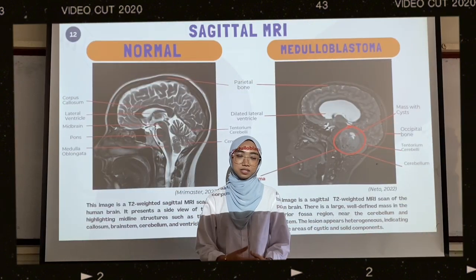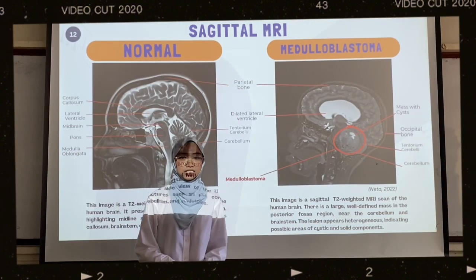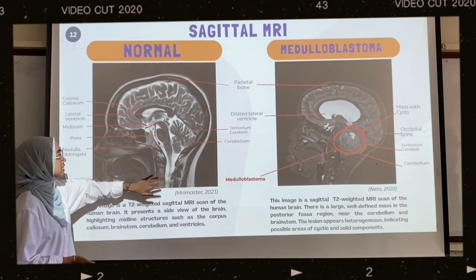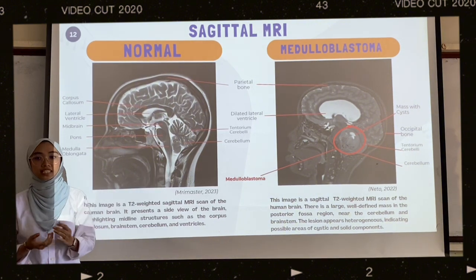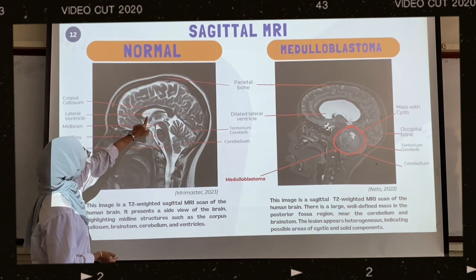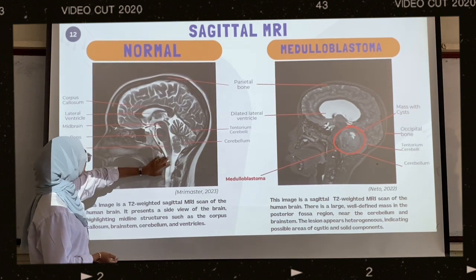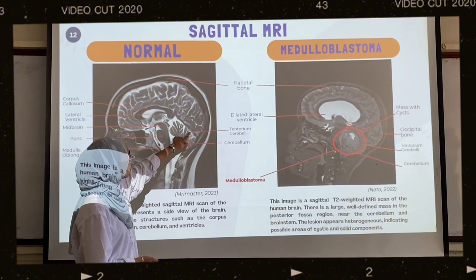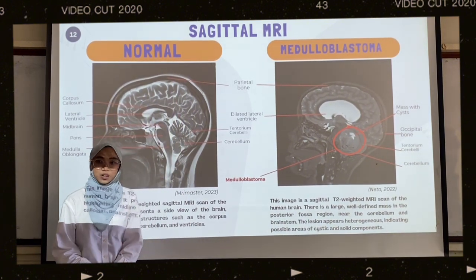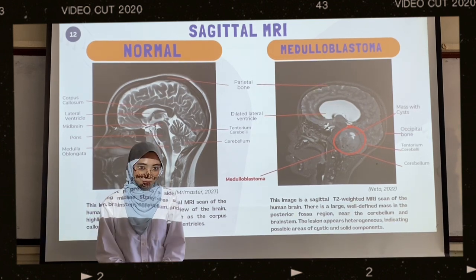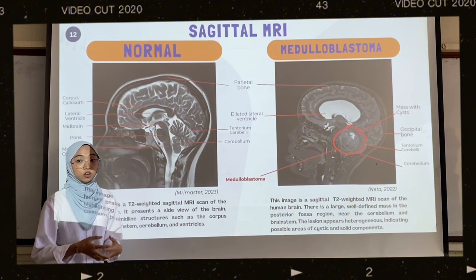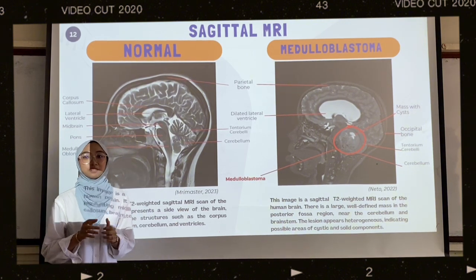Okay, for the last image, you will see a sagittal view of MRI. The sagittal MRI image will present a side view of the brain. For example, this image is the normal sagittal T2 weighted scan, showing clear visualization of the midline structures such as corpus callosum, lateral ventricle, midbrain, pons, medulla oblongata, cerebellum here, tentorium cerebelli here, and up here we have the parietal bone. Okay, the brain structure appears well aligned with no sign of mass effect or obstruction. And ventricular size and shape are normal, indicating no elevation in intracranial pressure.